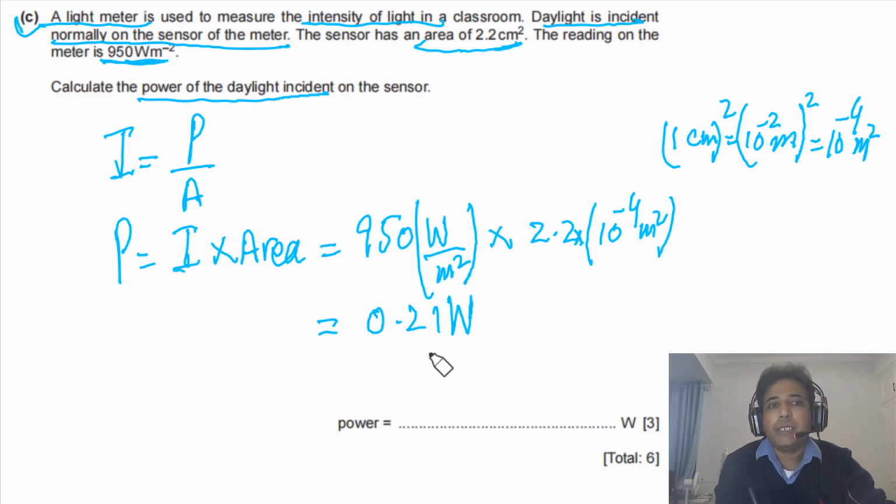So this is the final answer. The given data has 2 SF, this also has 2 SF, so the final answer should have 2 SF. So this is our final answer.